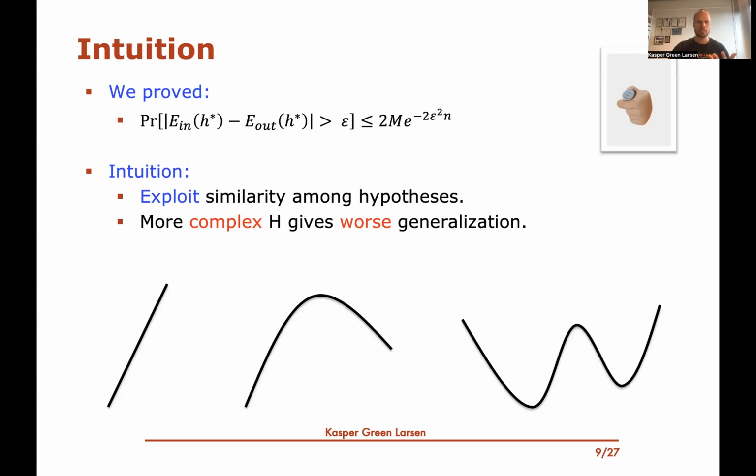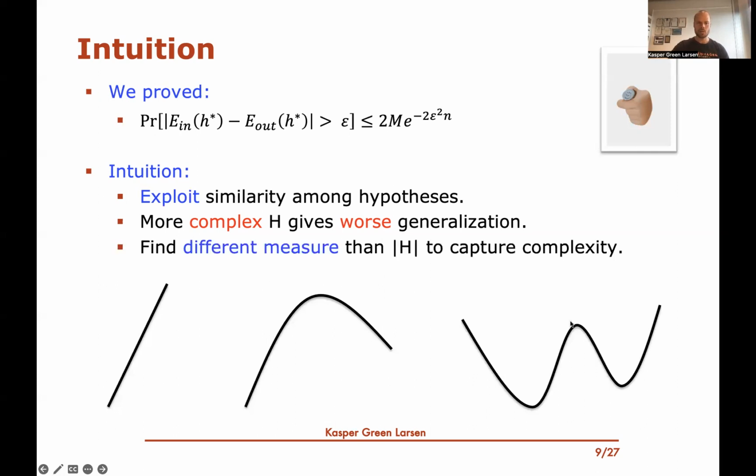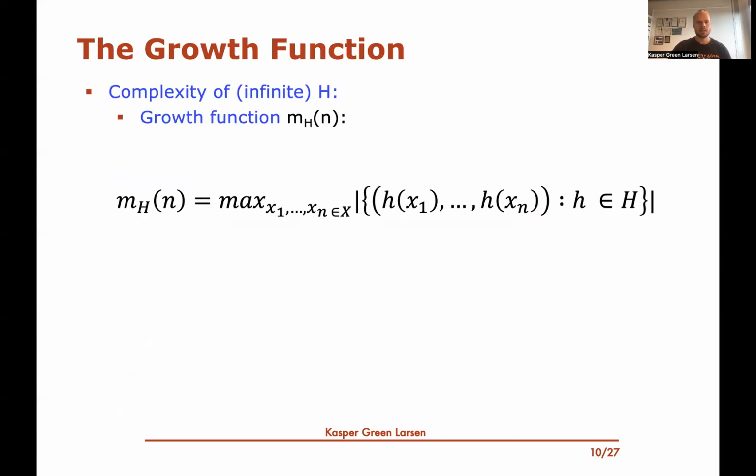Okay, so we'll try to come up with some definition that can capture the difference between these three types of hypothesis sets. Somehow we want to find a measure of complexity that's not the size of the hypothesis set, because that doesn't really work for infinite hypothesis sets. Good. So what we'll do first, at least in this video, is talk about what's called the growth function. And this is a complexity measure for infinite hypothesis sets.